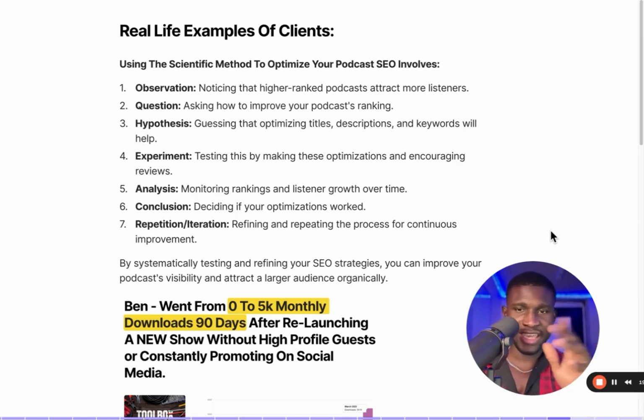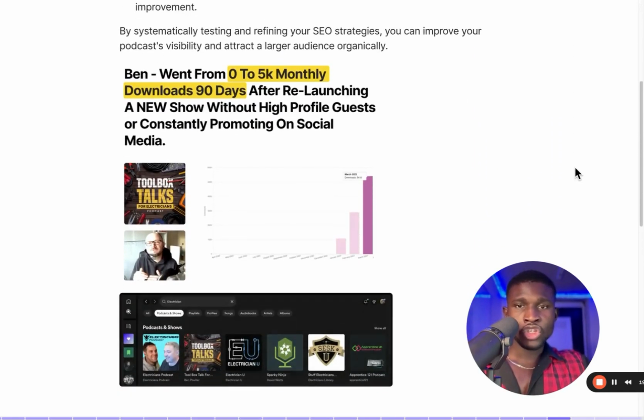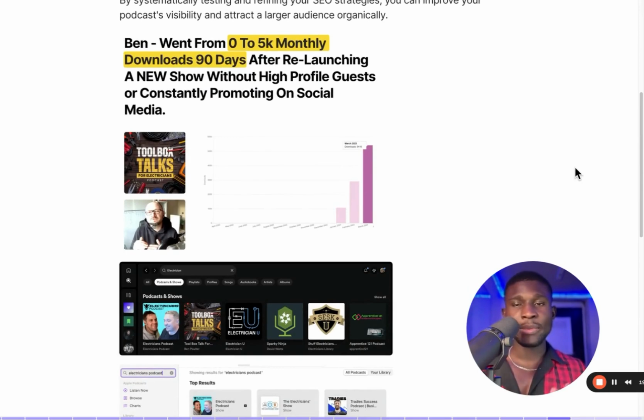But again, for the sake of the experiment, number 5, analyze. Once you've made these changes, we're now monitoring our ranking. And when we increase in our ranking, does our listenership also increase over time? Conclusion, deciding if the optimization worked or if it didn't work. And then of course, repetition and iteration, refining and repeating the process for continuous improvement. So this is an example. We have a client called Ben. He was really struggling to grow for 2-3 years, and so on. You get the whole backstory.